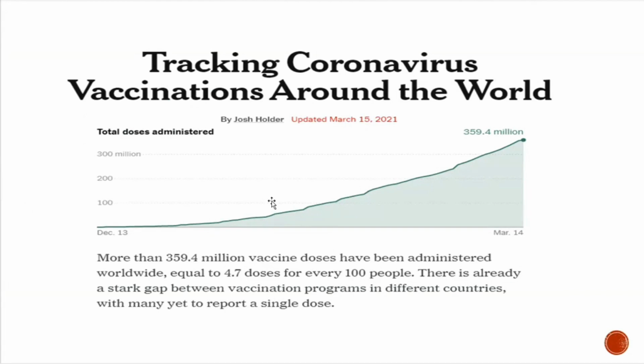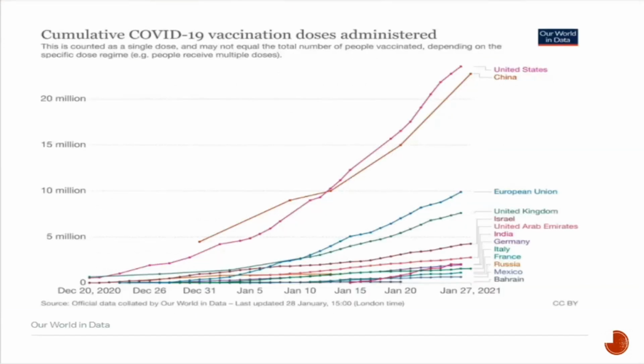All right. But what's happening around the world, right? So this is how many doses have been distributed as of March 14th, 15th, in the world. So let's say 360 million vaccine doses have been administered. But what does that look like for the world, right? So it actually looks a little bit more like this.